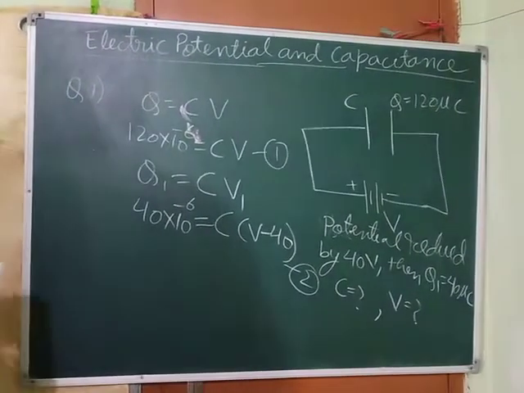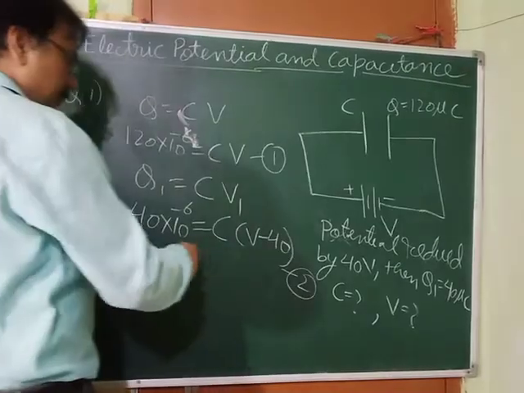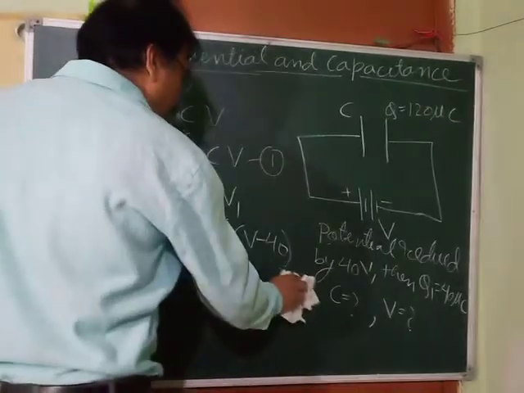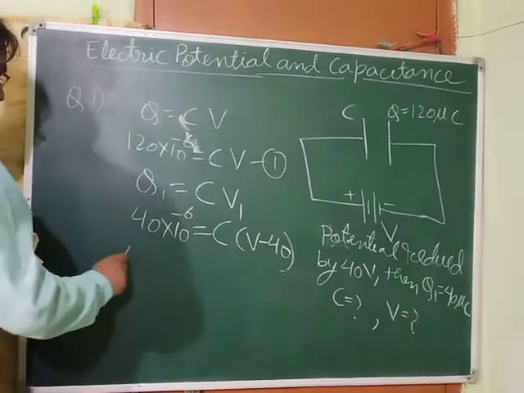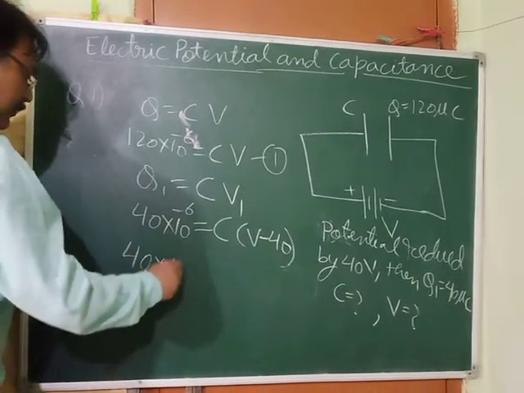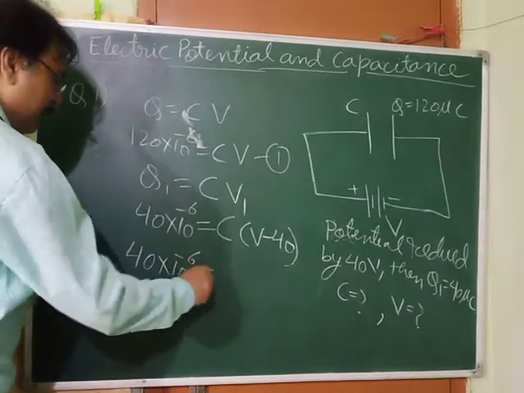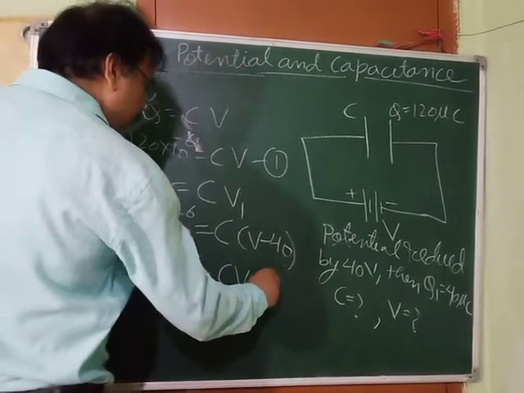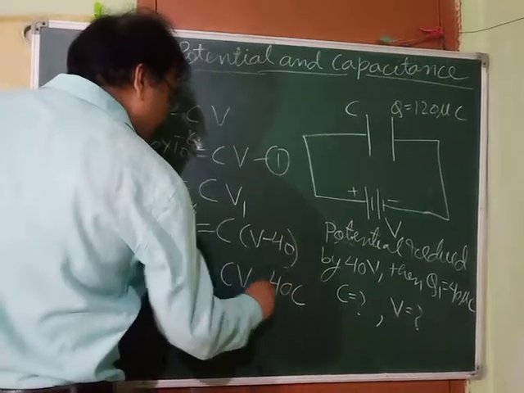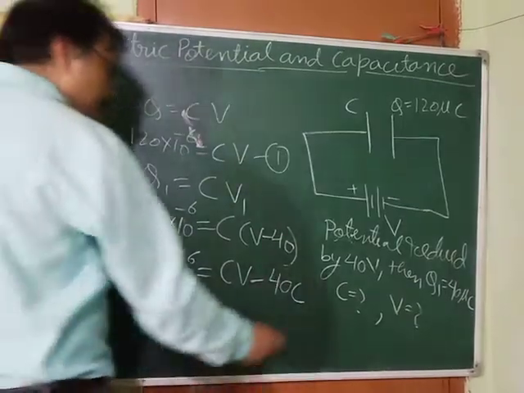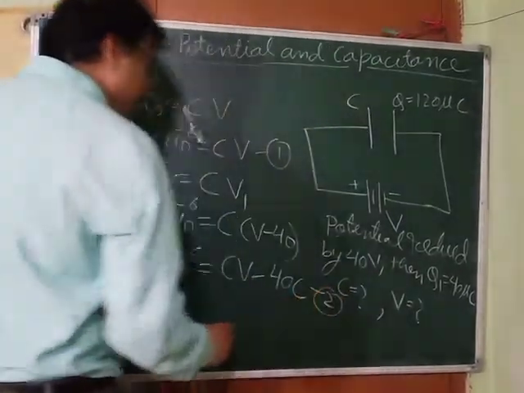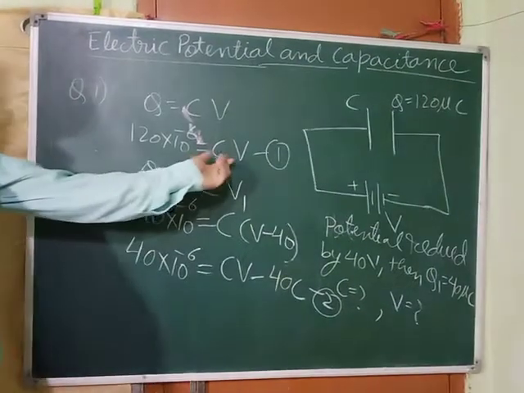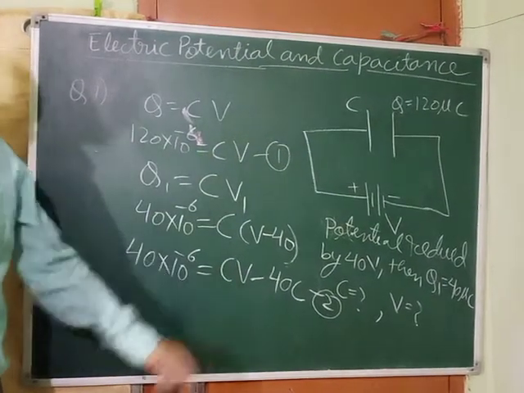Now see what we can do. We can proceed further with equation number 2. We write 40 into 10 to the power minus 6, and then multiply out, so we get CV minus 40C. That is our equation number 2. Now from equation 1 we get the value of CV, and we can put it here.